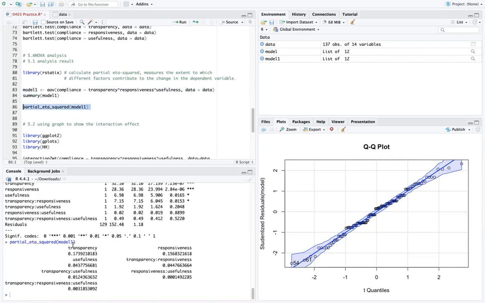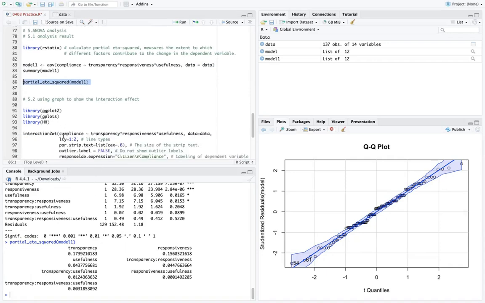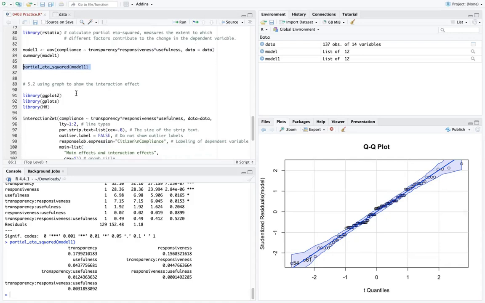This means transparency contributes to 17% of the change in citizen compliance, responsiveness contributes 15%, and usefulness contributes 4.4%. We can also use a graph to show the interaction effects.